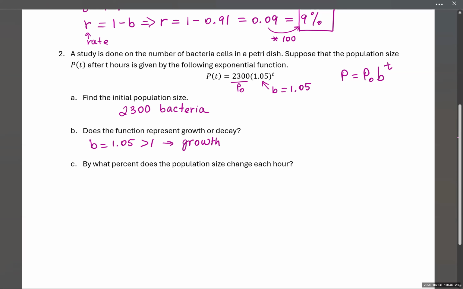By what percent does the population size change each hour? Well, for the growth problem, b is 1 plus r. Again, rearrange for r. R would be b minus 1. So that's 1.05 minus 1. That's 0.05. And again, since we need percent, we need to multiply that by 100. So that is 5%.